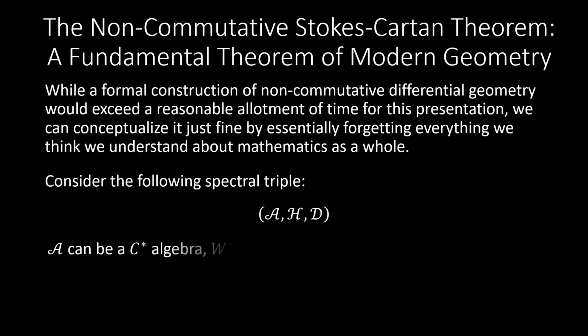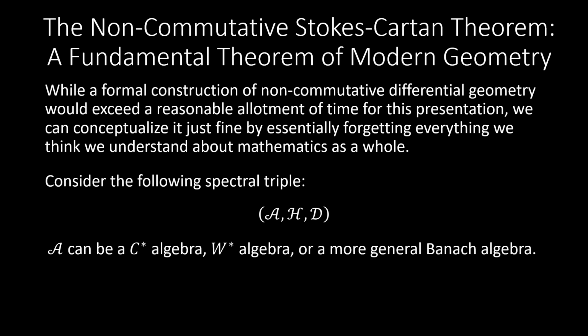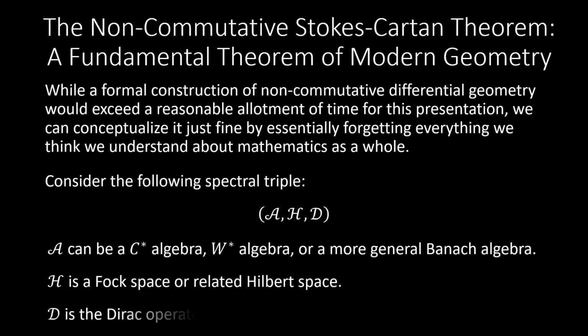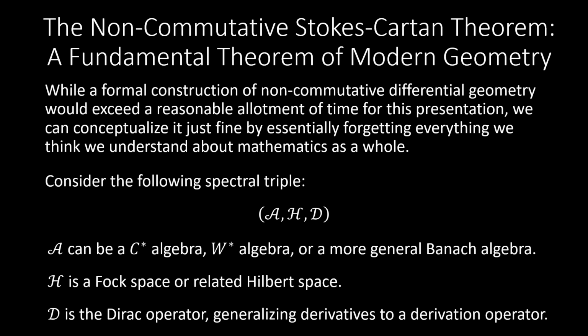A can be a C-star algebra, W-star algebra, or a more general Banach operator algebra. H is a Fock space or related Hilbert space. And D is the Dirac operator, generalizing derivatives to a derivation operator.